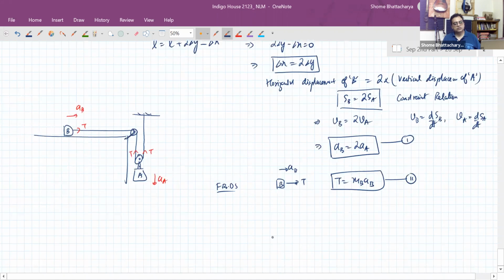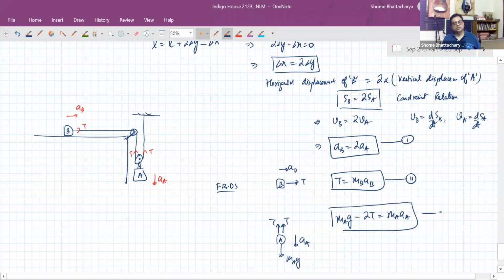Whereas on the block A, you see that through the pulley, there are two tensions which are acting upwards and it is having a downward acceleration aA like this. So we have weight minus 2T is equal to mass of A into acceleration of A. This is our third equation. And now solving equations 1, 2, and 3, you can get the acceleration of A and the acceleration of B.